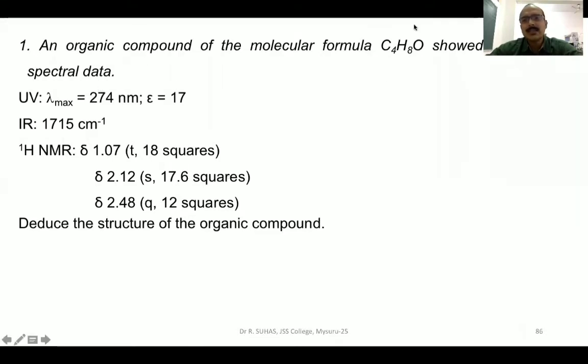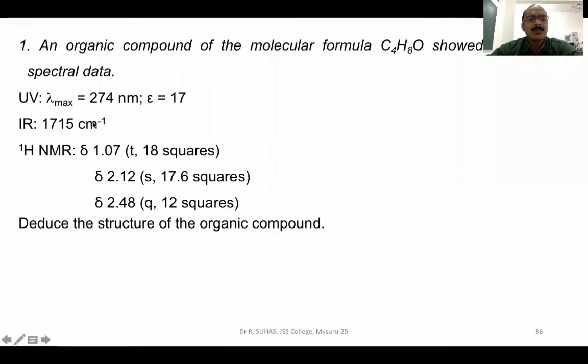The very first thing that you have to start with is looking at the molecular formula. This molecular formula C4H8O tells us that there cannot be any aromatic system. If at all there is any aromatic system, the minimum number of carbons should be either 5 or 6. Because there are only 4 carbons, this should be definitely an aliphatic compound, and there is one oxygen and there are 8 protons. We will see what UV is telling. 274 nanometer, it is telling that there cannot be any conjugation or there cannot be any aromatic system.